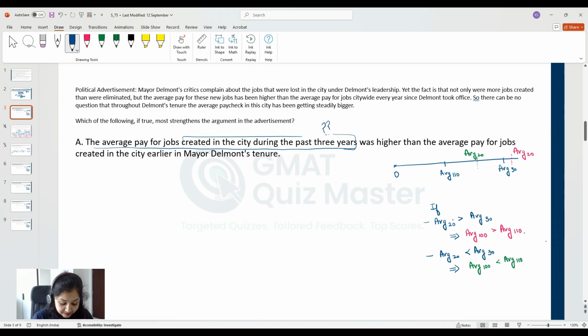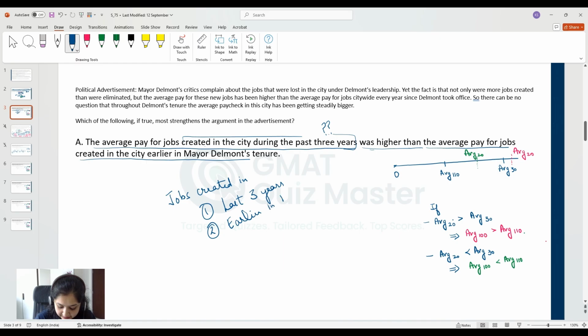No, right? Let's still read the answer to this choice further. Now, this average pay is said to be higher than the average pay for jobs created in the city earlier in Mayor Del Monte's tenure. So, what two kinds of jobs are being compared, or average pays are being compared? One is for the jobs created in the last 3 years, and the second is created earlier in Del Monte's tenure. Do we have any idea about the average pay of these jobs? No. And that is why this choice is completely irrelevant.